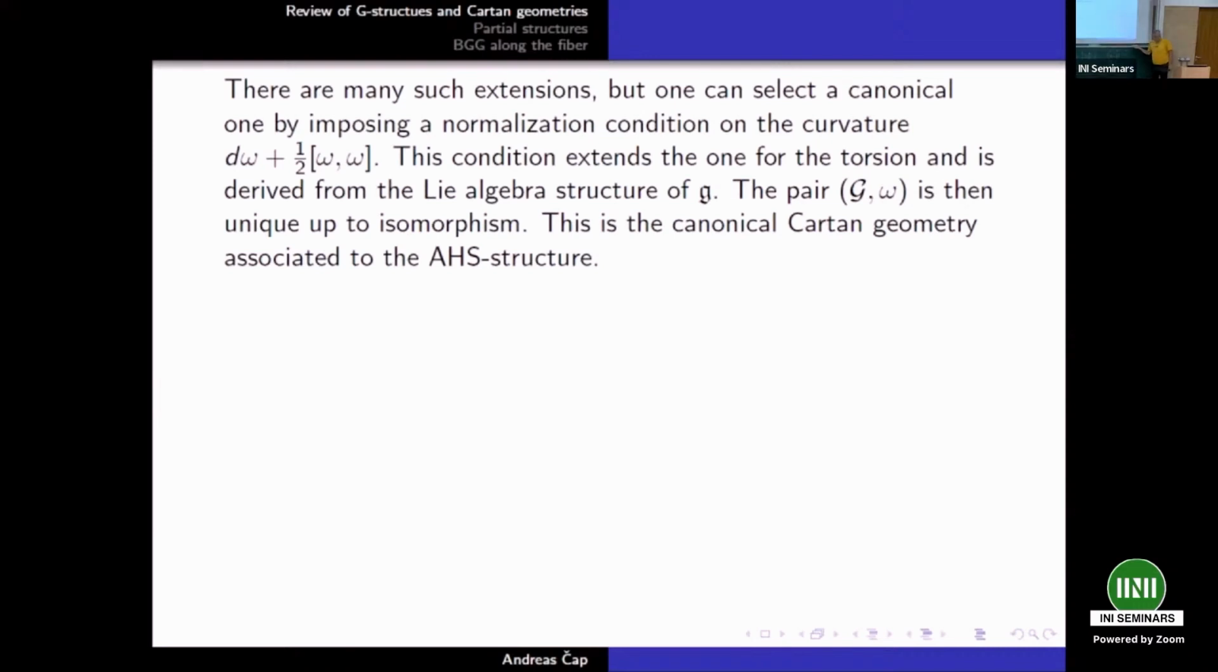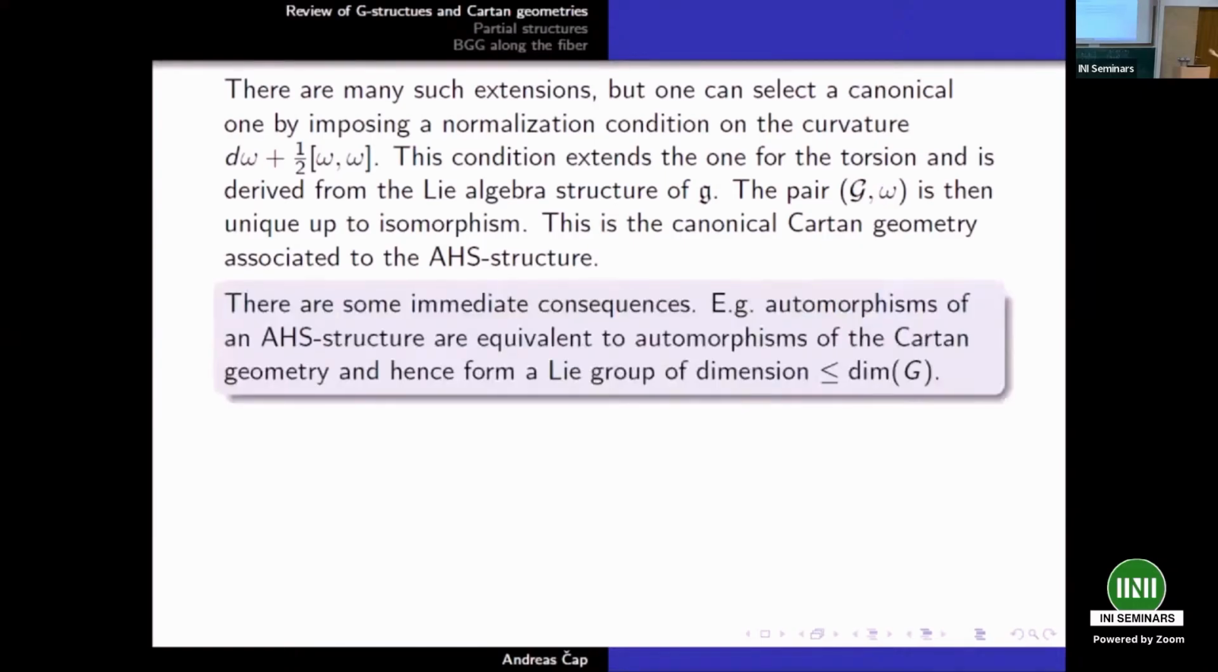Okay. So actually, again, using the Lie algebra structure on g and ideas from Lie algebra homology and cohomology, you can derive a normalization condition. So there is again a map delta here, which is in this case really a Lie algebra cohomology differential, and you need an invariant complement, and even a P-invariant complement, to its image here. And you can do this using Lie theory. Okay, and so then this pins down this omega uniquely, and it turns out that the pair (G, ω) is unique up to isomorphism. And so you have really constructed from an AHS structure a canonical Cartan geometry.